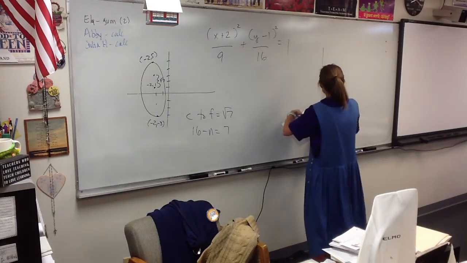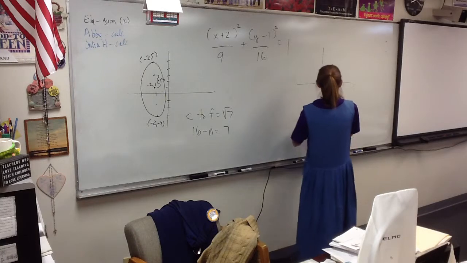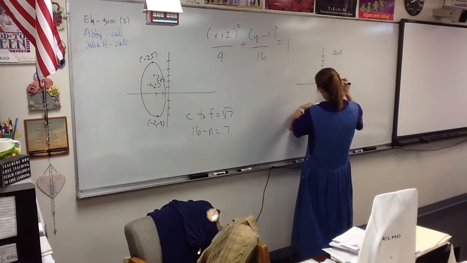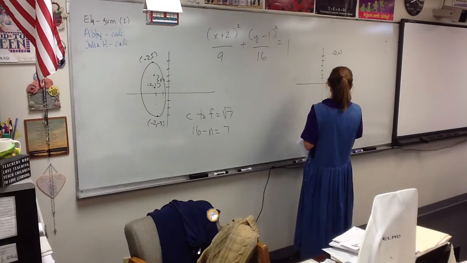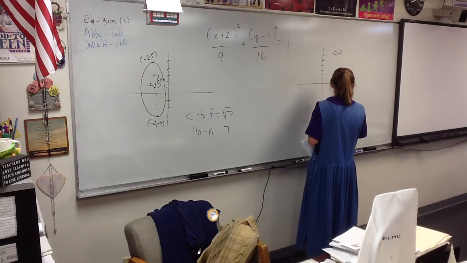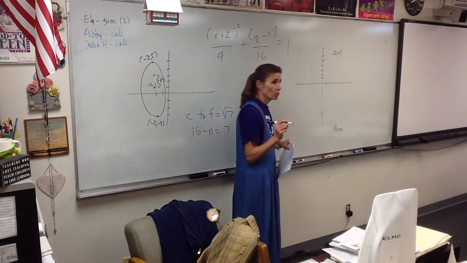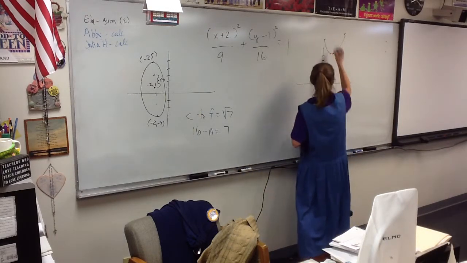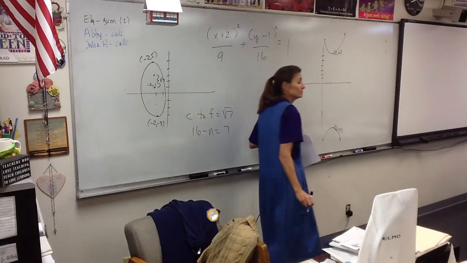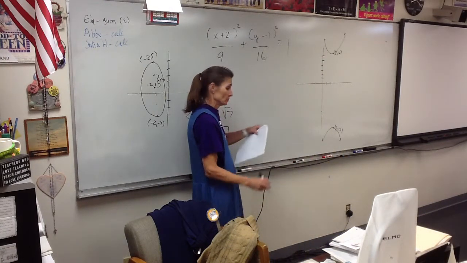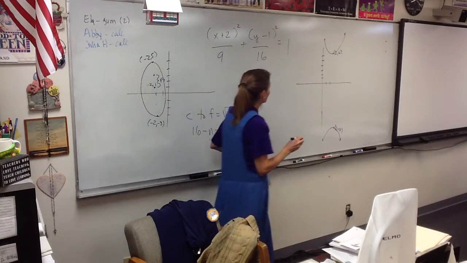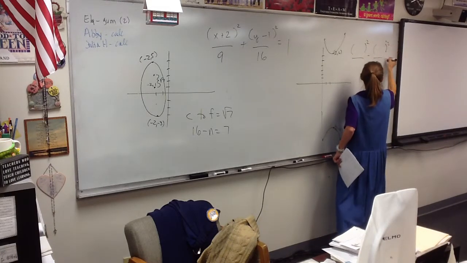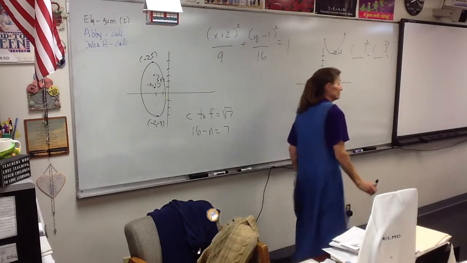Okay, now we have a hyperbola. The vertices are at 2, 6, and 2, negative 10. Okay, now wait a minute. This is a hyperbola, and those are the vertices. So the hyperbola has to look like this. The format of our equation is something squared over something minus something squared over something equal to 1.